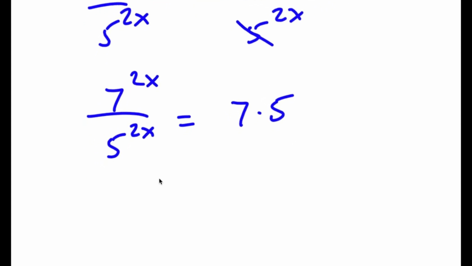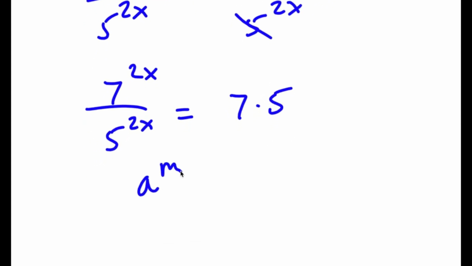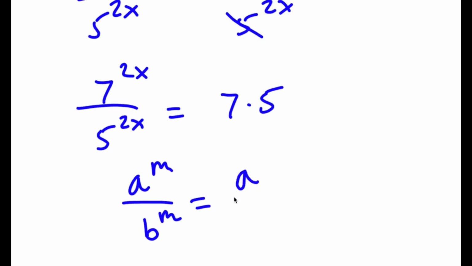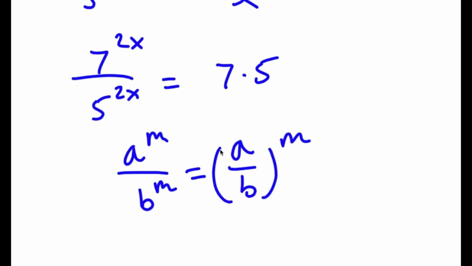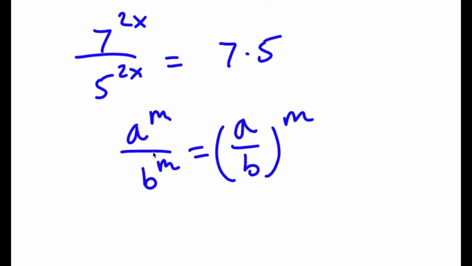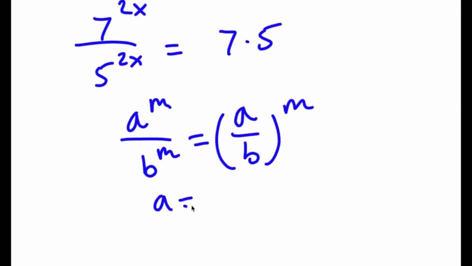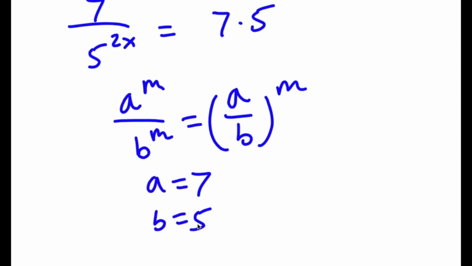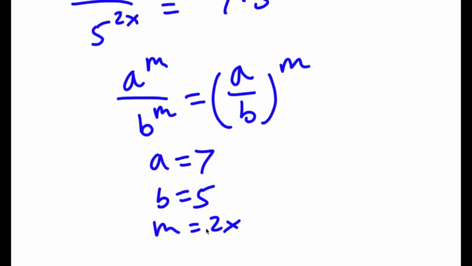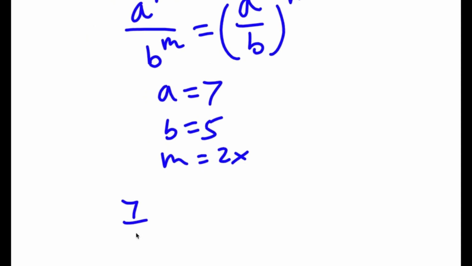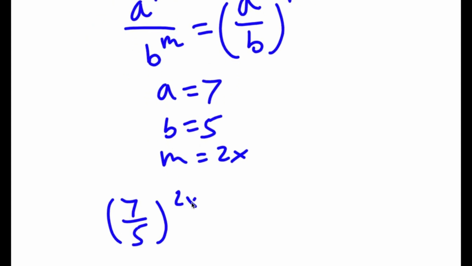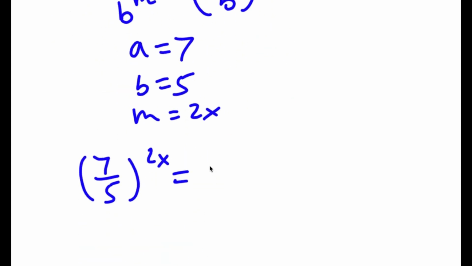Now, if I have something in the form a to the power of m over b to the power of m, this is equal to a over b to the power of m. So in this case, I have 7 to the power of 2x over 5 to the power of 2x. So we can think of a as 7, b as 5, and m as 2x. So then this would be 7 over 5 to the power of 2x is equal to 7 times 5.